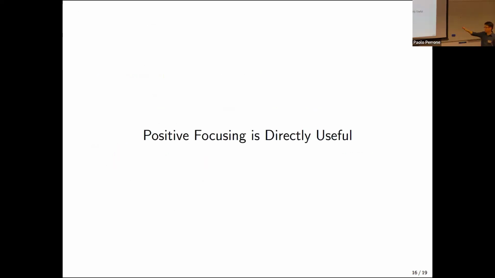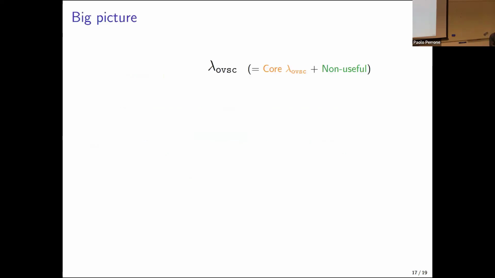So now I'm going to put everything together. I'm not going to talk about any details, I'm just going to give you a big picture. So first we have a VSC. As I said before, we're going to separate it into two parts. We have this core VSC, which captures direct usefulness, and then there's a non-useful part.